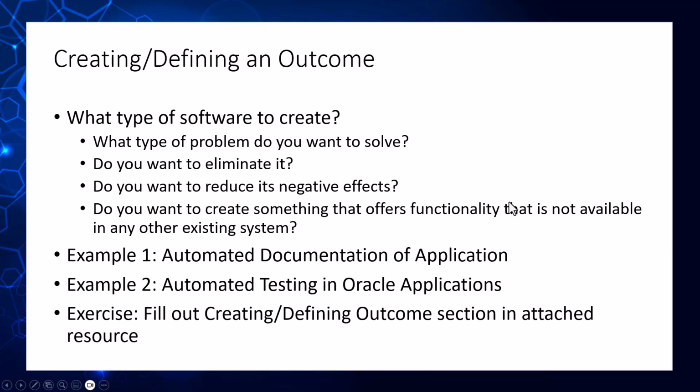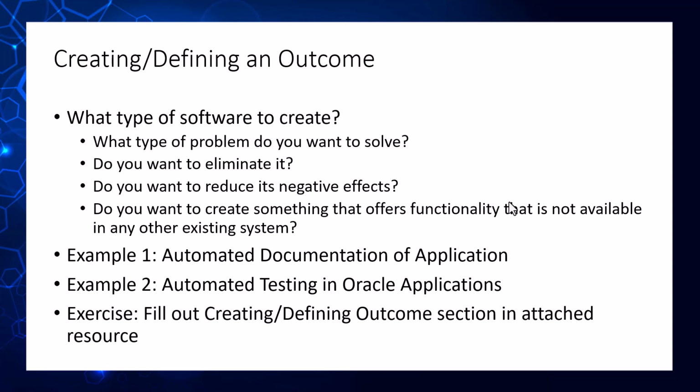So the first thing we want to do is create and really define the outcome that we want, right? In order to answer the question of what type of software we want to create, we want to think about what type of problem we want to solve. Do we want to eliminate a problem? Do we want to reduce its negative effects? As we talked about in the previous video, sometimes you don't have to totally eliminate an issue. Sometimes you could just make it a lot better and more manageable, and you'll still have a huge impact.